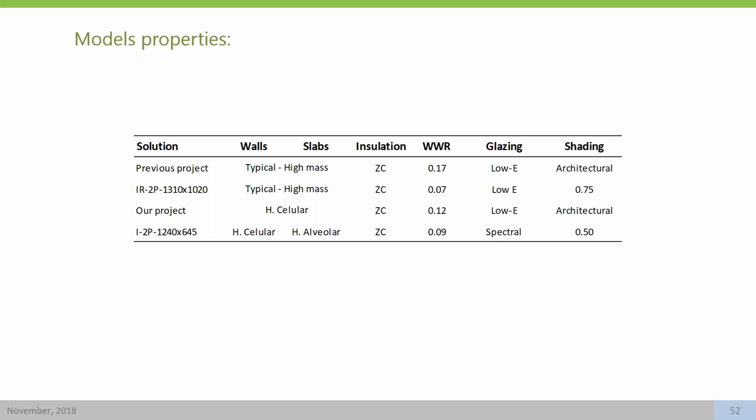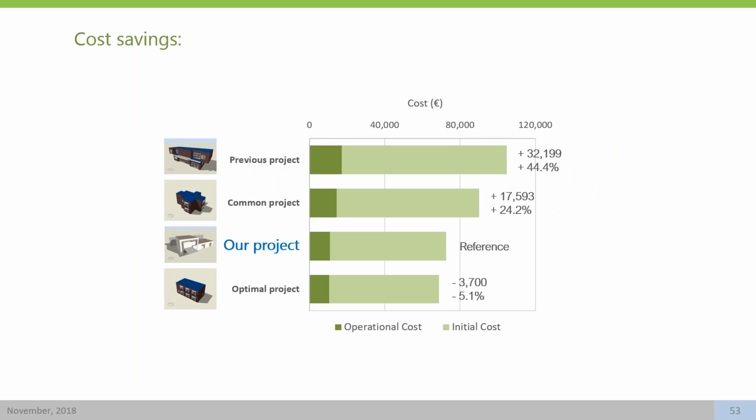This table shows the characteristics of each model. It's important to consider that we verified that all the models comply with the requirements of the Spanish Building Technical Code. Okay, the results show that our project offers savings of more than 70,000 euros compared to the common project, and more than 32,000 euros compared to the previous one. On the other side, the difference between our project and the optimal project is quite small.